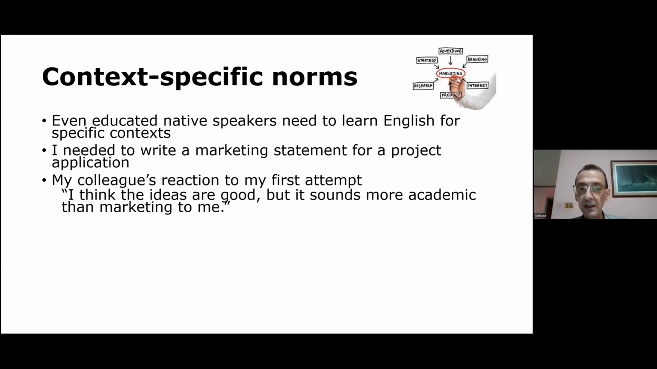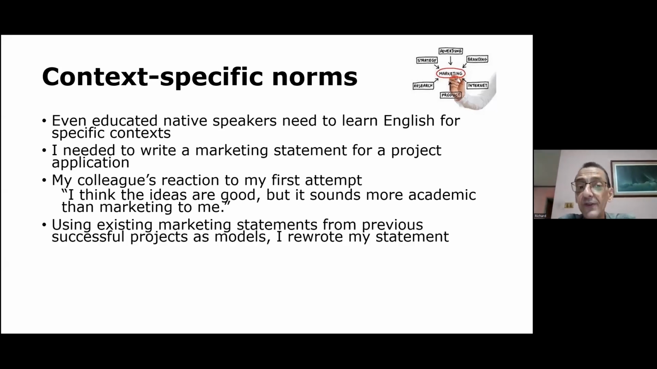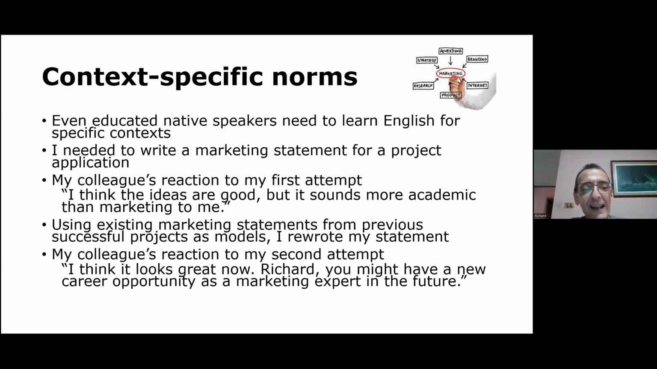So I needed to learn the English of marketing, even though I'm an educated native speaker who should be a model under traditional ideas. So I managed to find marketing statements from other projects which had previously been successful in the context I was working with. I analyzed them, I looked through them, I looked at how they phrased things, I looked at how they organized things, and I rewrote my statement. And I sent it back to my colleagues, and I'm very happy that one of my colleagues now thinks I might be a marketing expert. I had learned the norms which were context specific to marketing.